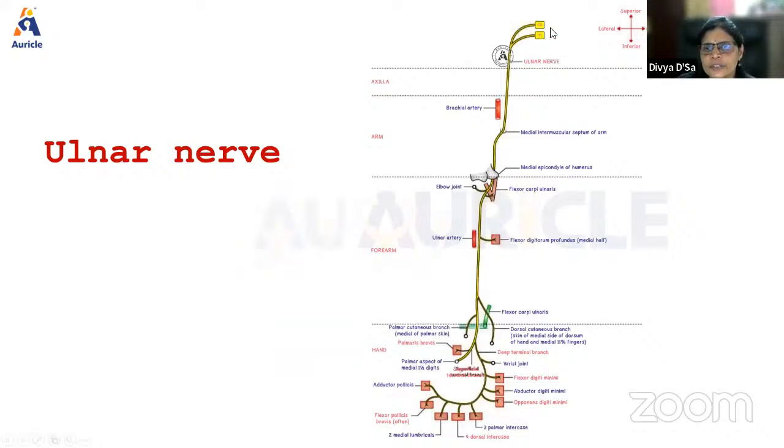So the ulnar nerve is basically formed by which one? From the lower trunk, isn't it? So lower trunk is basically from where? Lower trunk is formed by C8 and T1. C8 and T1 join to form the lower trunk. Okay, so the root value will be C8 and T1. So the ulnar nerve begins as a continuation of the medial cord of the brachial plexus.